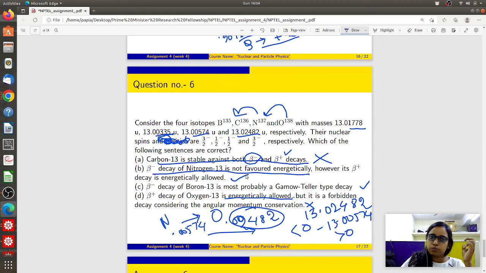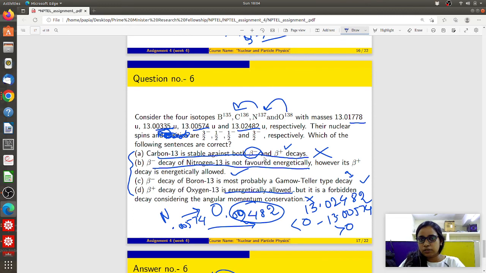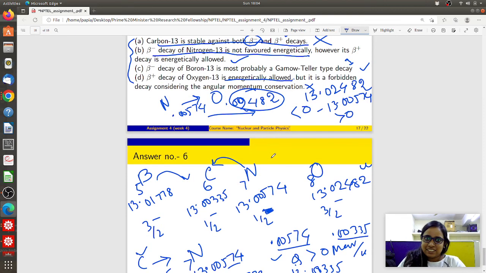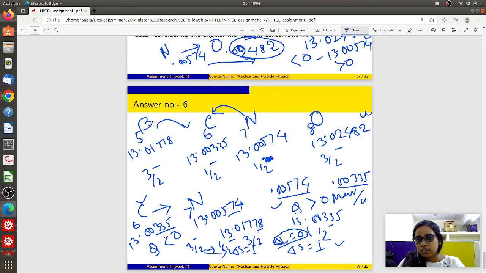So this is up to the sixth question, and as a summary, B and C are correct and A and D are incorrect. If there is any question about that sixth question, you can ask. This was the last question for today's lecture. If there is any question, you can just ask me.